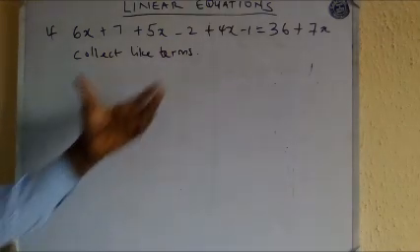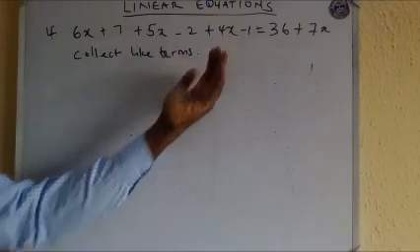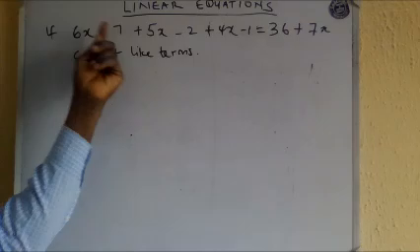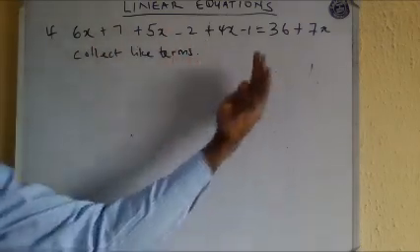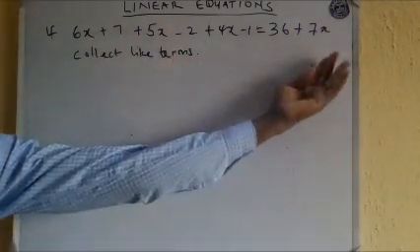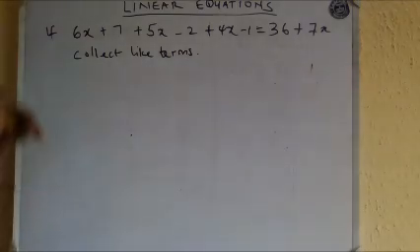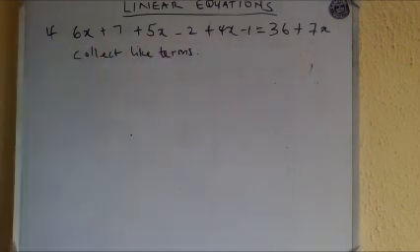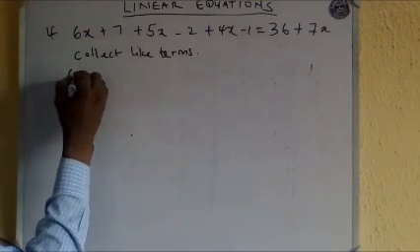Every term that has the x variable, let it be on the left-hand side of this equality sign. And every term that has constant values, let it be on the right-hand side of this equality sign. We just start from this point and move on, picking them one by one. So my first term is 6x, so I write it down, 6x.